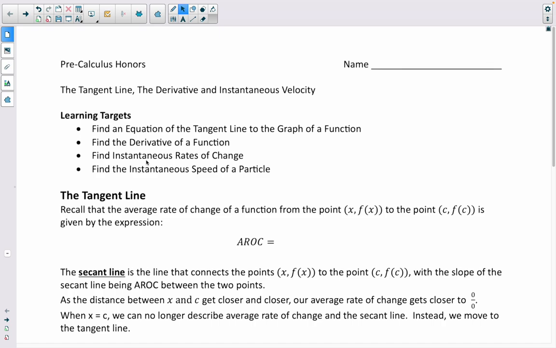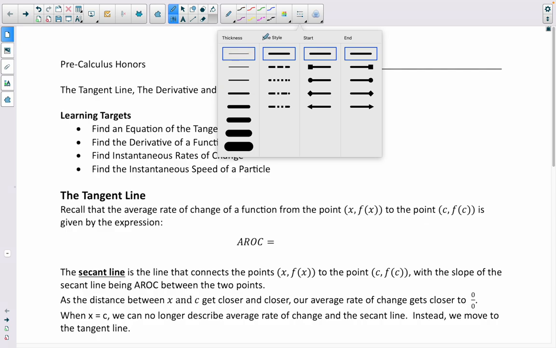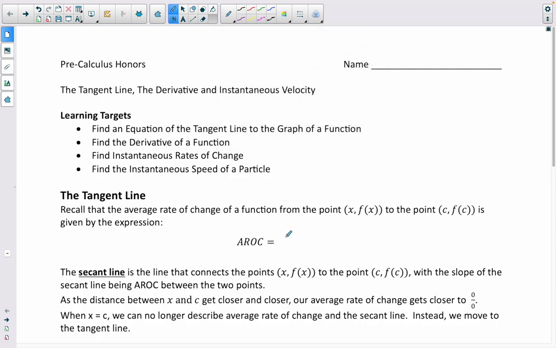All right. So the tangent line. So recall that the average rate of change of a function from the point x, f of x to the point c, f of c is given by the expression. Again, hopefully you remember this from when we studied AROC. And that's just going to be f of x minus f of c all over x minus c.